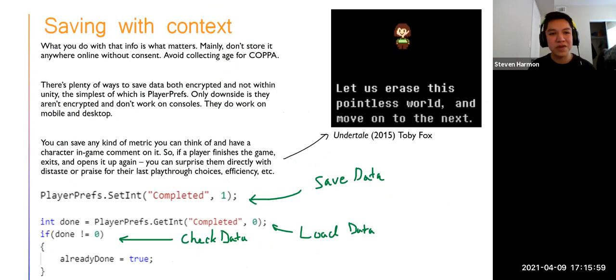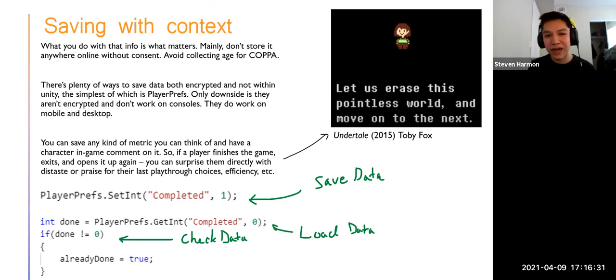But yeah, there's so many things you can get, but what you do with that info is what really matters. And I think having context of that in the story of the game is really important. But also, little warning: don't store that data anywhere online without people's consent. In general, avoid collecting age, especially for COPPA, FERPA, any of those sort of regulations. Otherwise, you can get a class action lawsuit.